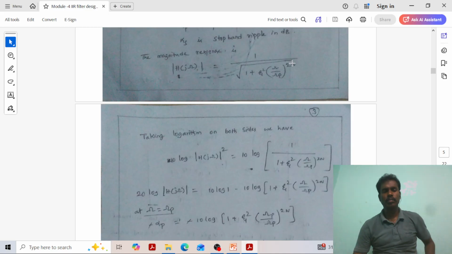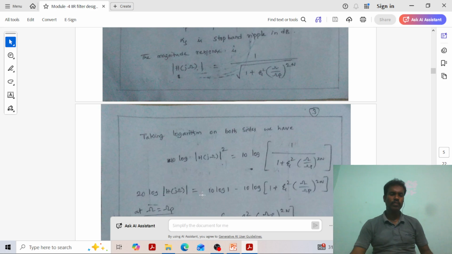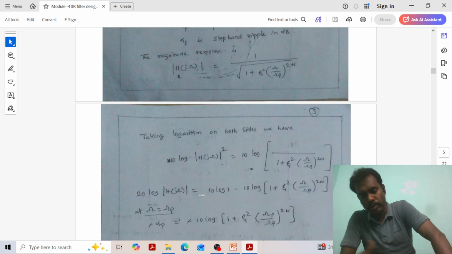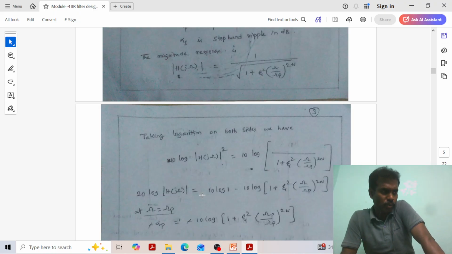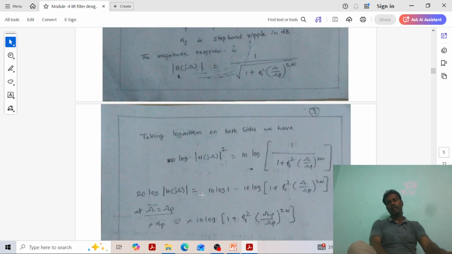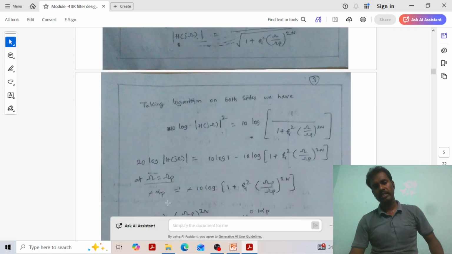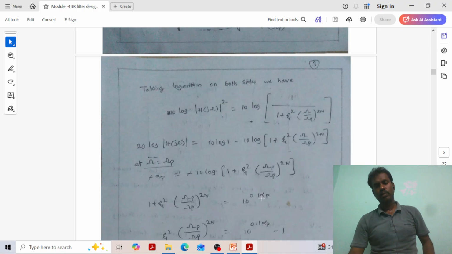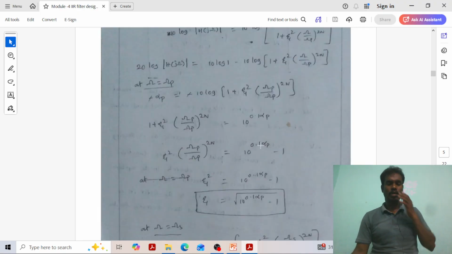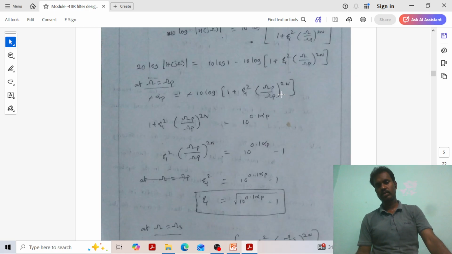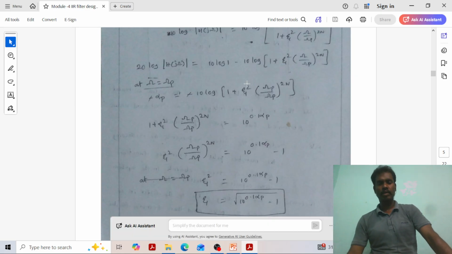When you apply the logarithm and simplify it, we get 20 log of H of e power j omega, which is nothing but the decibel value of H of e power j omega. As it is a decibel value, at omega equal to omega p it is minus alpha p, and at omega equal to omega s it is minus alpha s. If you substitute omega equal to omega p, omega p will get cancelled, 1 whole power 2n is equal to just 1. From this we will calculate epsilon, which is some constant.